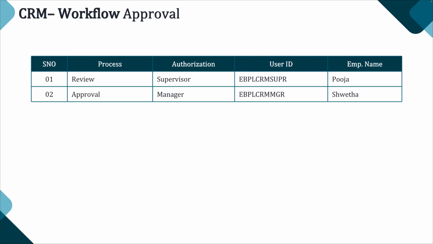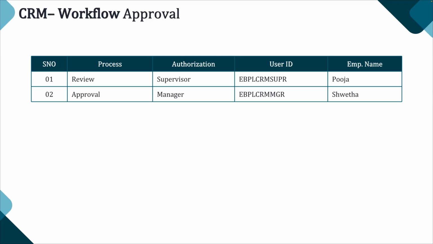And this slide holds your workflow approval. Here it consists of two processes. One is reviewing the document and another is approving the document. So once the user has given the entry and posted the document, the corresponding document will be forwarded for review to Pooja, who will be acting as our supervisor here. After reviewing the document, it will be forwarded to Shweta, who is our manager, who will be approving the document. After the approval, the document gets created. So this is how the workflow would be.